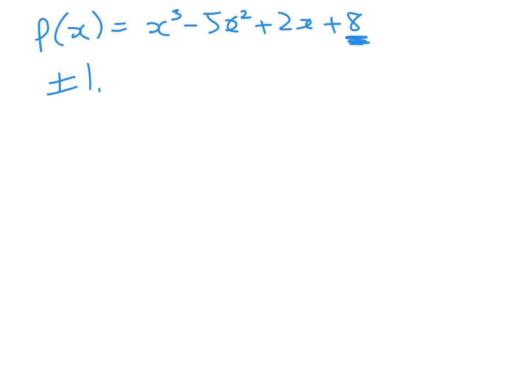Right, so we write our polynomial p of x is equal to x cubed minus 5x squared plus 2x plus 8. And we're trying to look for real numbers that will be factors. Now, what goes into 8? Well, my options are plus or minus 1, 2, 4, and 8. So always start at the bottom end.